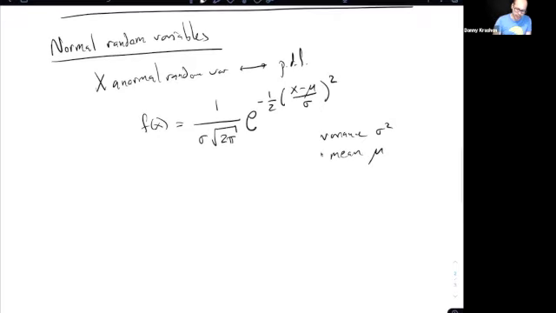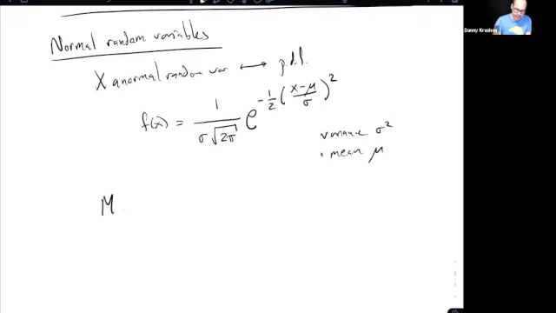I'll mention what its moment generating function is. E to the mu t plus 1/2 sigma squared t squared. Okay, so you get this nice moment generating function. And knowing this moment generating function, again, gives us some interesting observations about how to locate these normal random variables when they arise, like in nature.